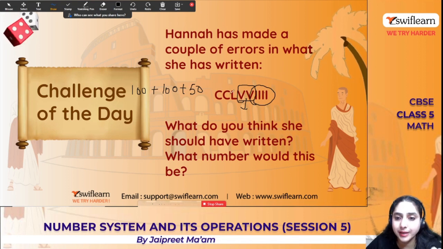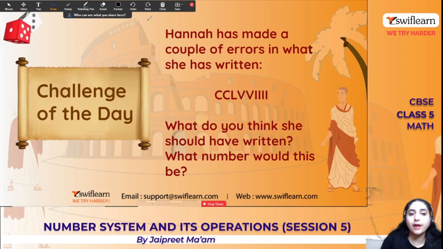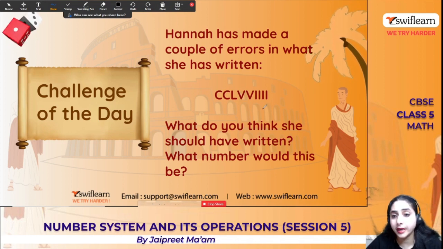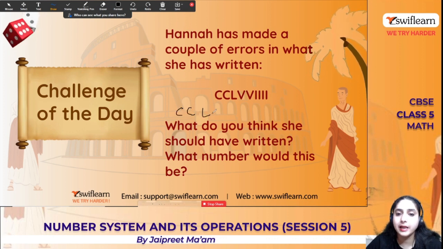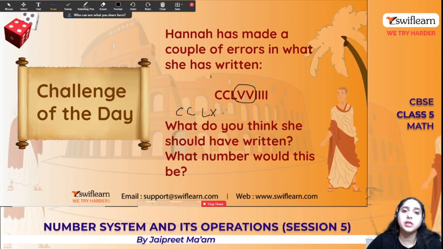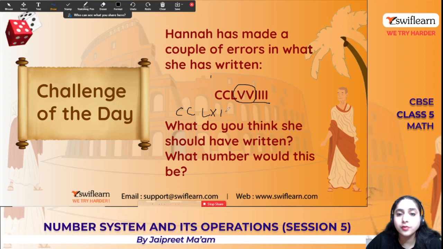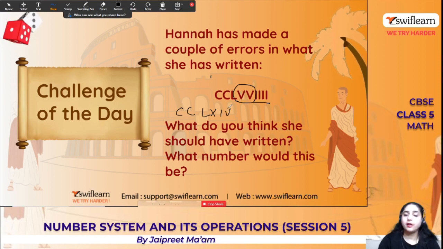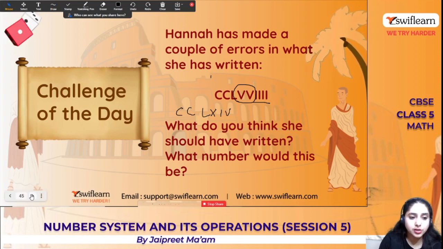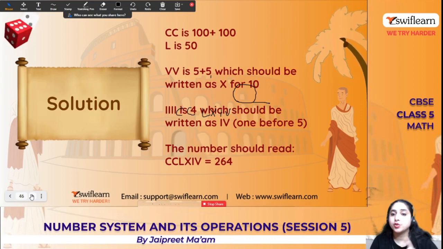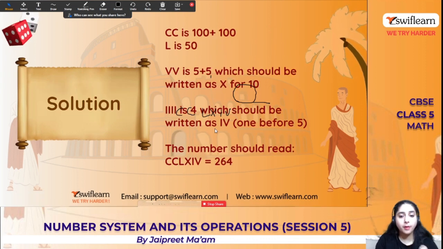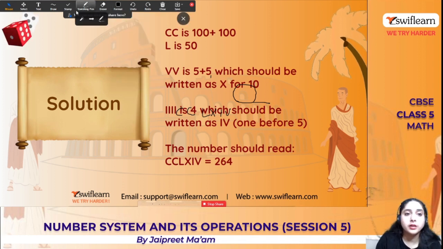Now we have to correct them. So we have found the mistake. Now we have to write the correct answer. What does she want to write? She wants to write CL. In place of VV, we can write X because VV is equal to X, that is 10. And IIII means 4, so IV. So this is the correct answer. She has made 2 mistakes. So you have to be very conscious. When you are solving, you also have to take care.